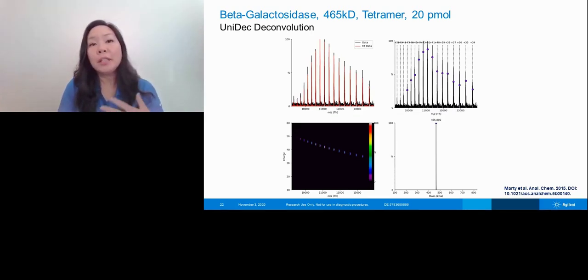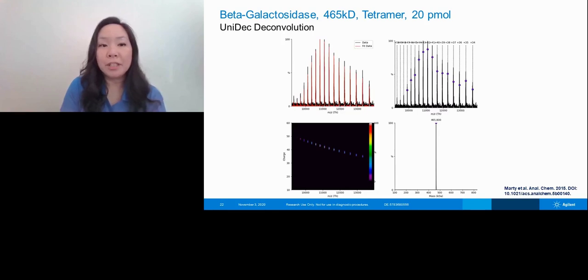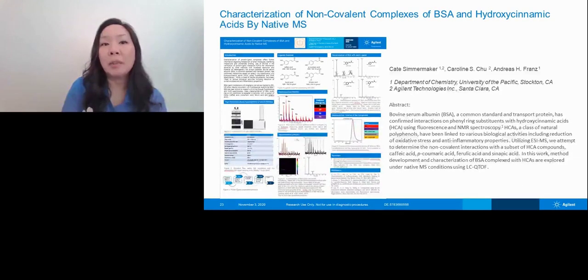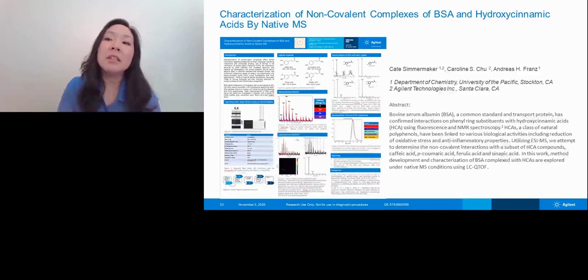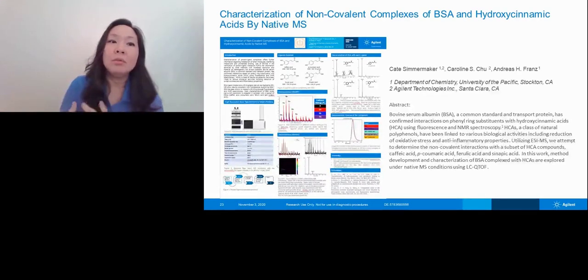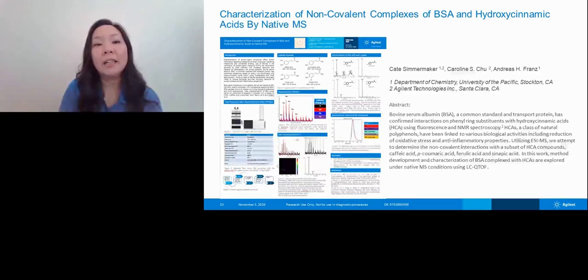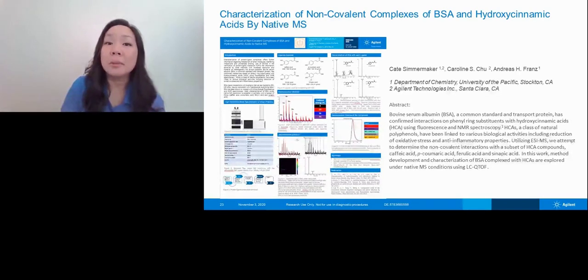And so this is work that we have put together this year. And so we've now gone ahead and extended it and applied it to different applications. Here, for example, is a recently published poster that our intern, Kate Simamaker, presented at a recent conference last week. And we're using this exact analytical condition, the standard flow native mass spec, to characterize non-covalent complexes of BSA with hydroxycinnamic acids by native MS. So she's exploring a different library of small molecules and looking at different interactions between the BSA and these small molecules.